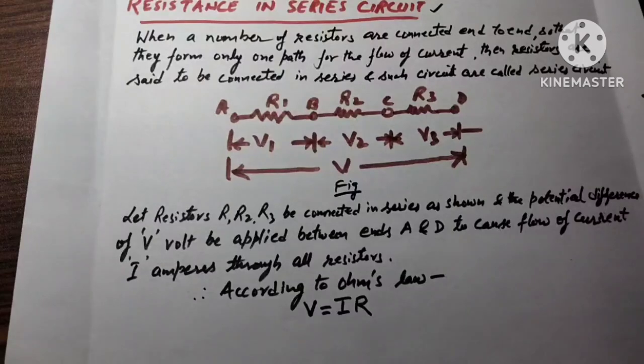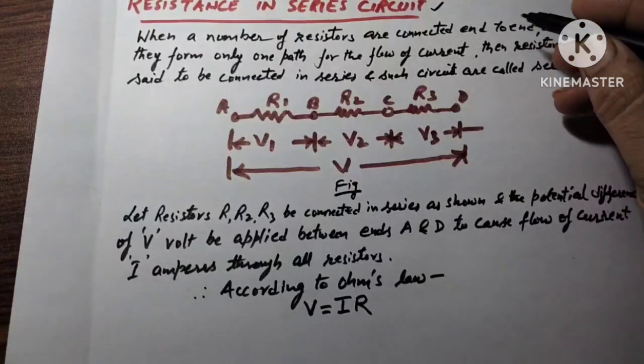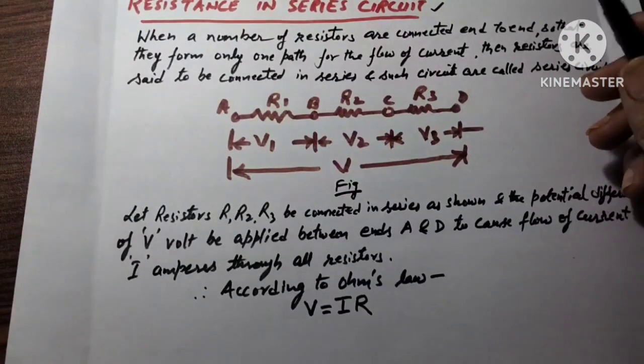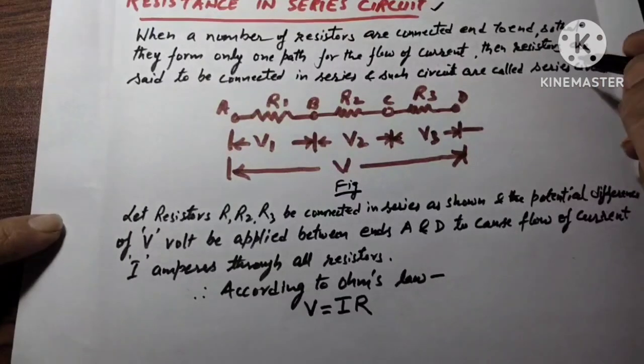Today we will teach resistance in series circuit. It is defined as when a number of resistors are connected end to end so that they form only one path for the flow of current, then the resistors are said to be connected in series, and such circuits are called series circuits.